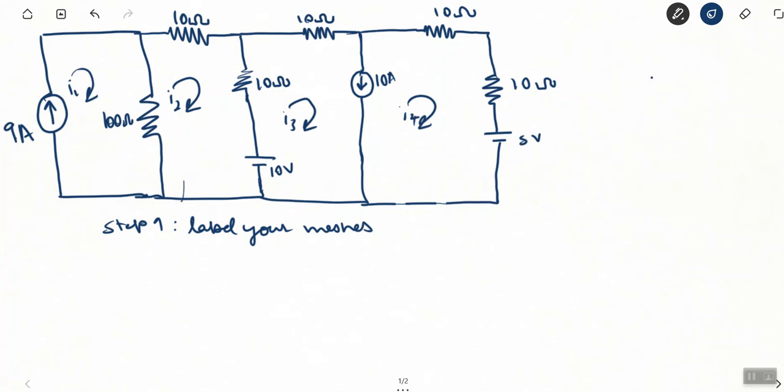Okay, now step 2. Just to say, I always like to label my meshes going clockwise. You can also label them going anti-clockwise, but make sure you label them all consistently.